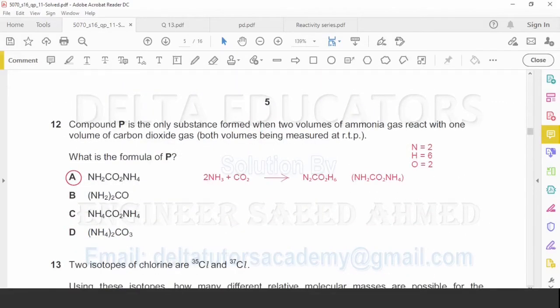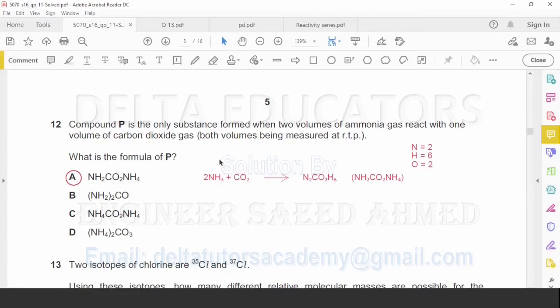Question number 12. Compound P is the only substance formed when two volumes of ammonia gas react with one volume of carbon dioxide gas, both volumes being measured at room temperature and pressure. What is the formula of P? Here 2 volumes of ammonia means 2 moles of ammonia reacted with 1 mole of carbon dioxide, and we get a compound called P, and we have to find out the chemical formula of this compound P.